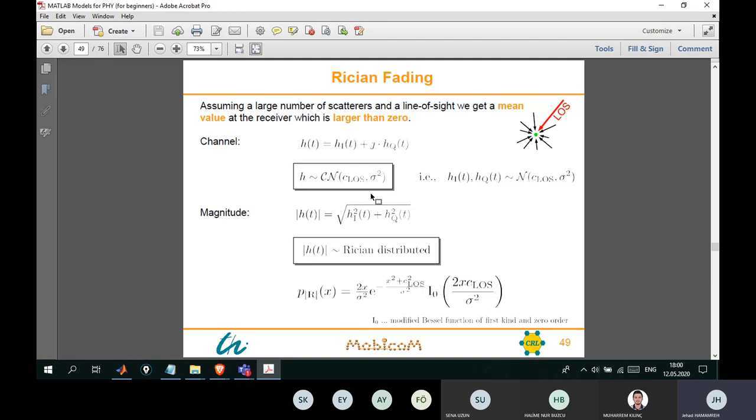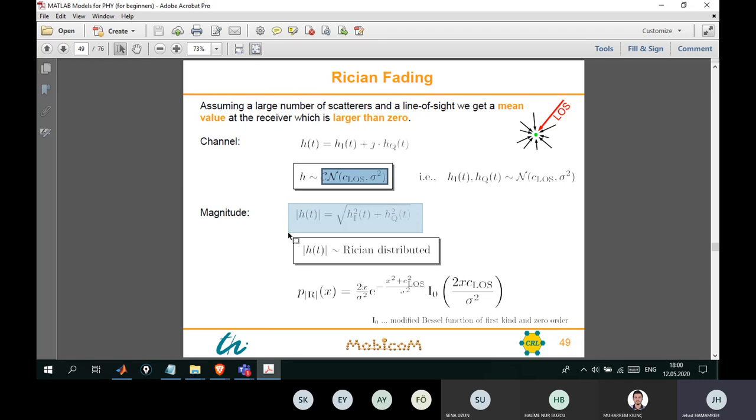Not with zero mean, but with a C mean. And this mean is due to the line of sight direction. And also HI and HQ have a normal distribution. So you have a normal distribution here, which is Gaussian, with a certain mean and a certain variance.